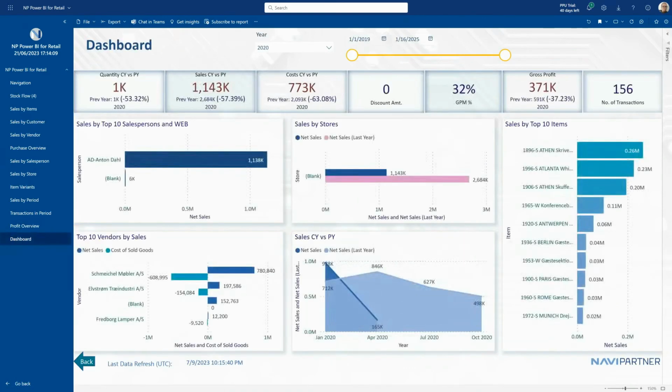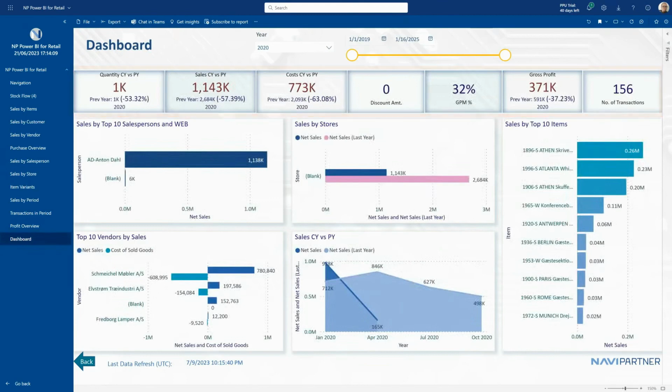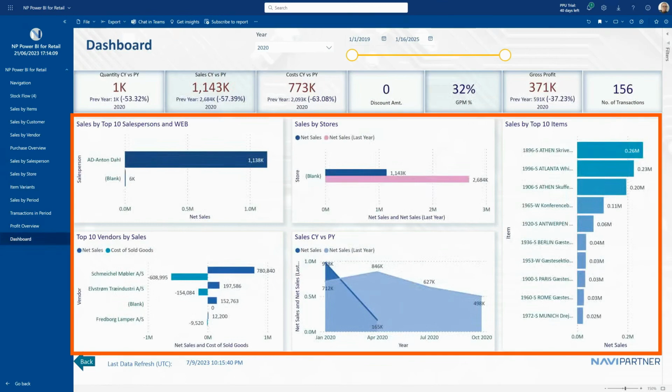The purpose of the dashboard is to provide all the key information in one place. In the top section, you can see information on key performance indicators and cards detailing single values, such as, for example, gross profit. In the bottom section, you can see charts on different sales metrics.